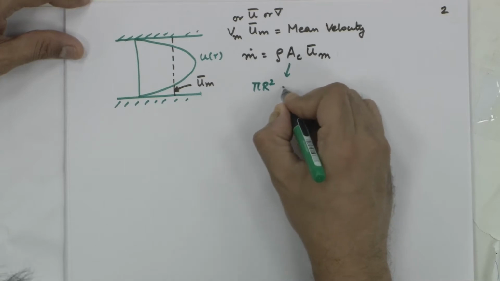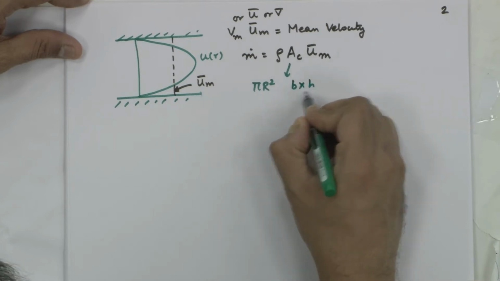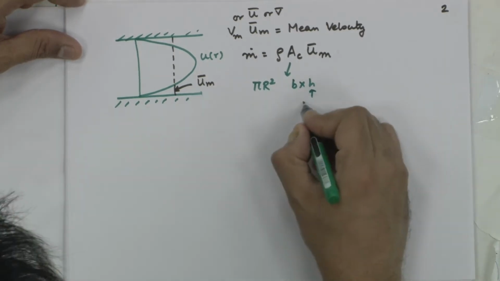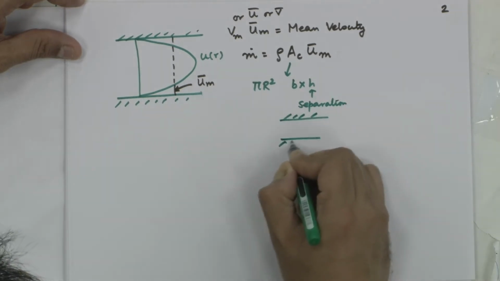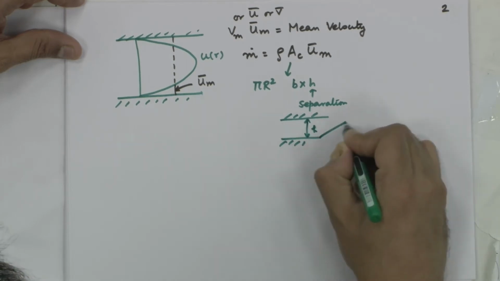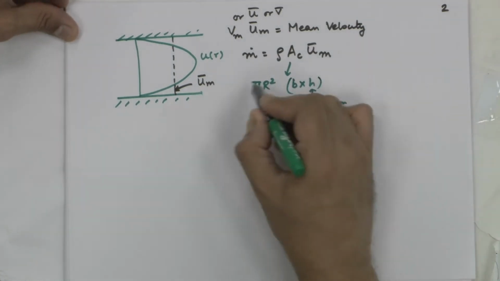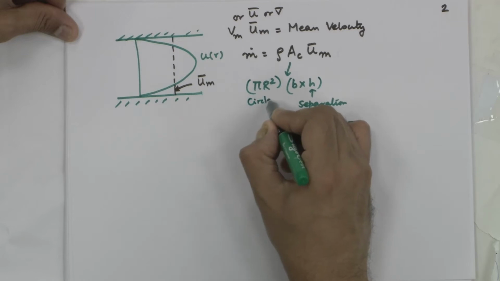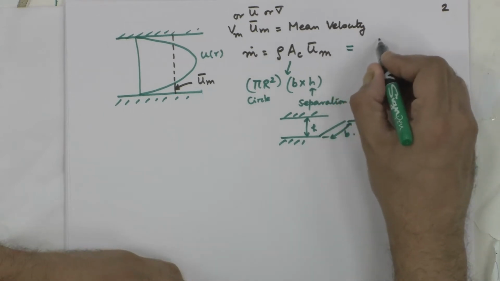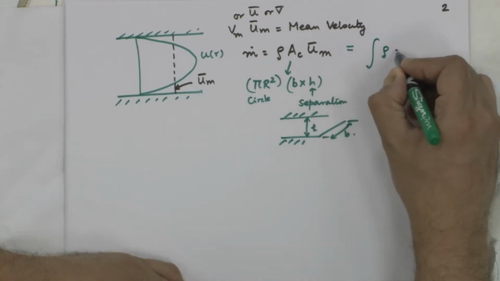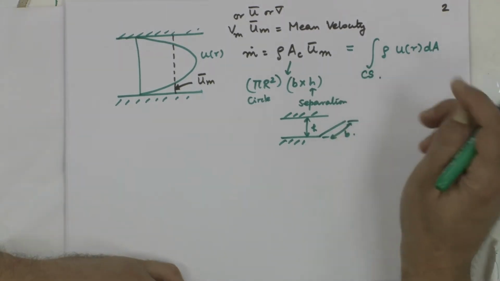It could be for other geometry, if it is a parallel plate, b into h. Here h is the separation between the plates, and b is the width. So, it could be anything. Okay. So, the appropriate area is chosen. This is for a circular pipe. u m bar is this number that we are trying to calculate, and that in effect is equal to integral rho u of r dA integrated over the cross sectional area.